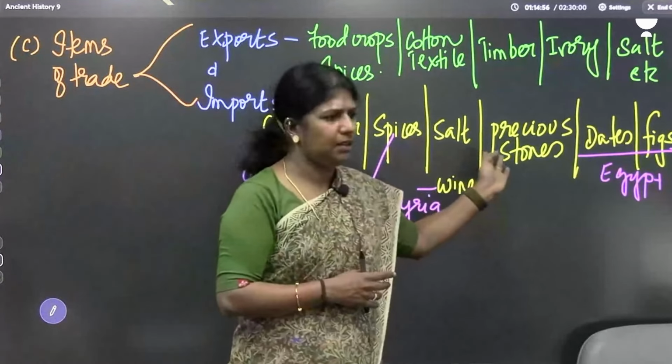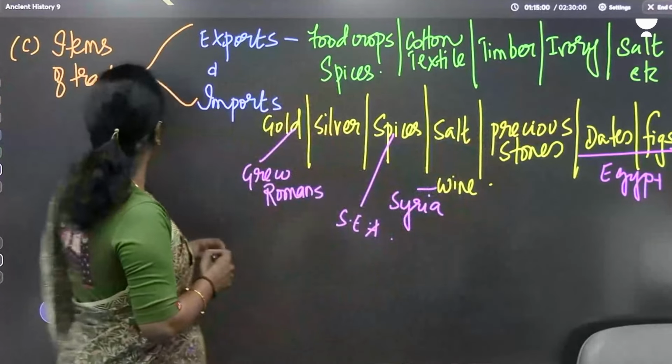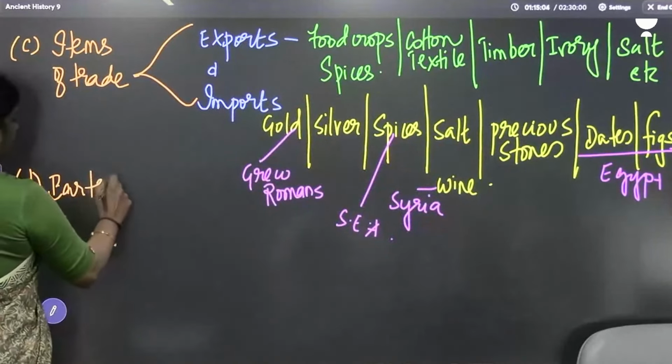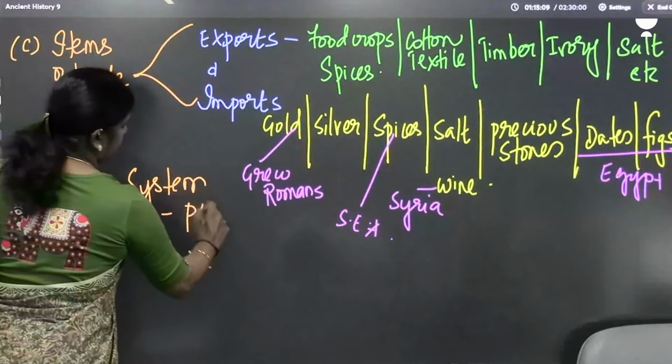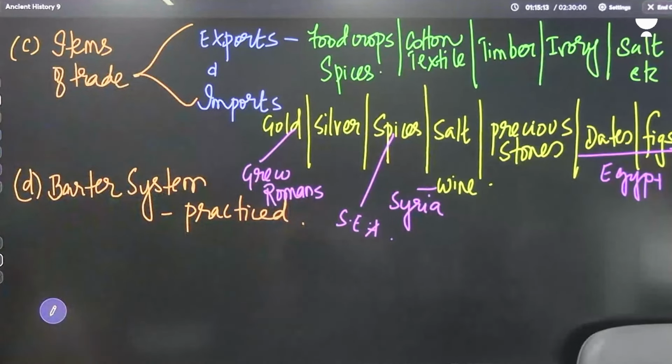Salt from South India. Sea salt, that is rock salt. Different varieties of salt. Getting it? So this is how the items of trade were. What system was used? Barter system existed. So barter system was practiced. So Aryans did use barter system. So to see barter, exchange of goods for goods.